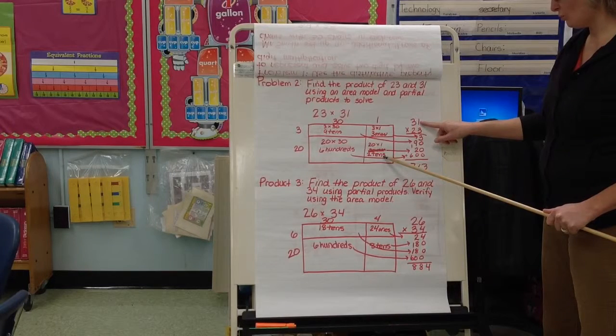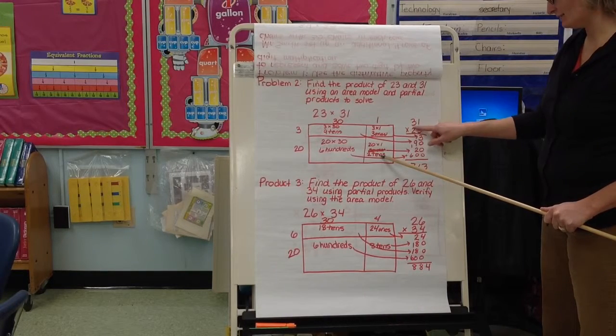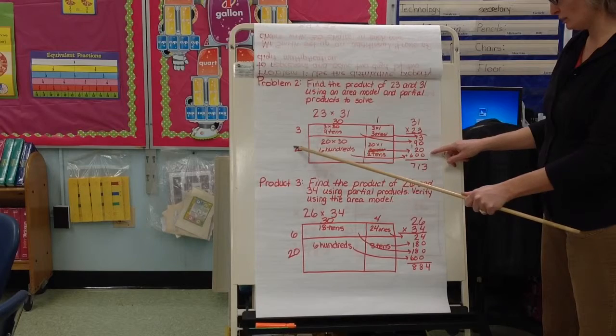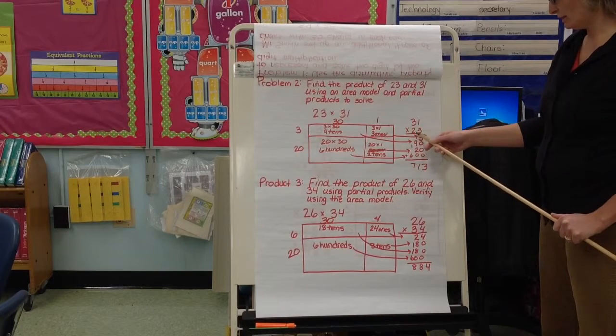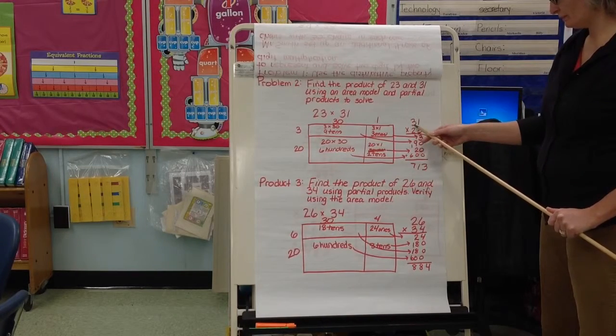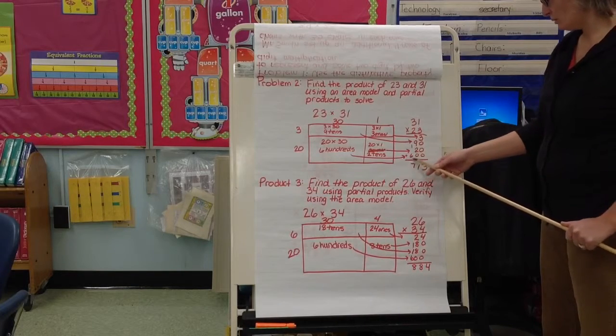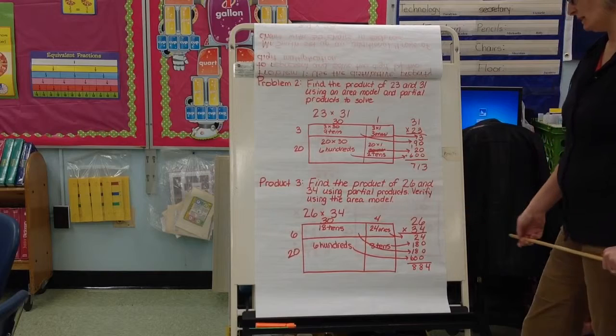2 times 1, now remember this is 2 tens, this is 20. 20 times 1 is 20. Over here we have 20 times 30. That's 600. When we add all of this up, we get 713.